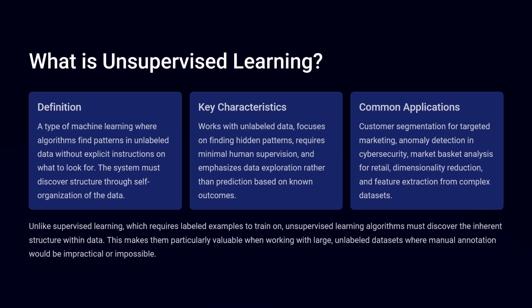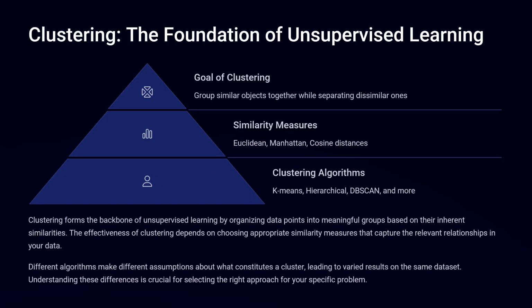Common applications: customer segmentation for targeted marketing, anomaly detection in cybersecurity, market basket analysis for retail, dimensionality reduction, and feature extraction from complex datasets. Unlike supervised learning, which requires labeled examples to train on, unsupervised learning algorithms must discover the inherent structure within data. This makes them particularly valuable when working with large, unlabeled datasets where manual annotation would be impractical or impossible.